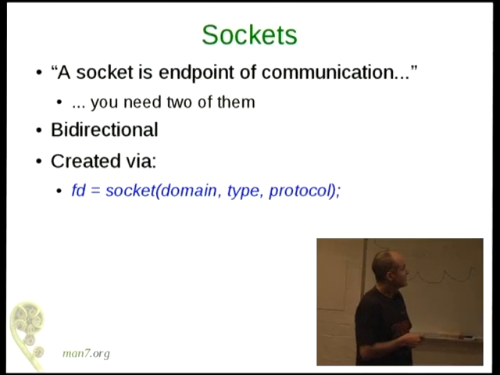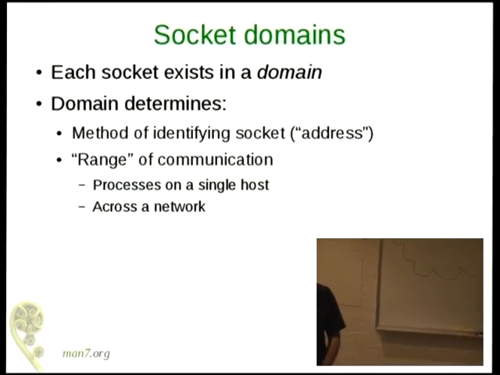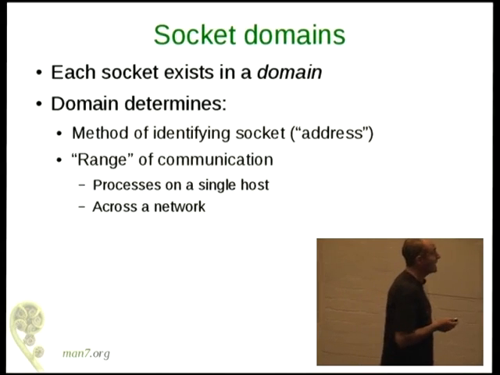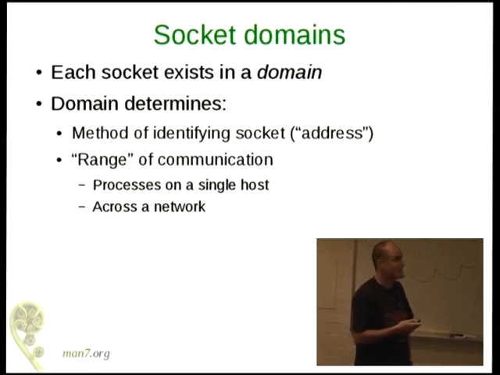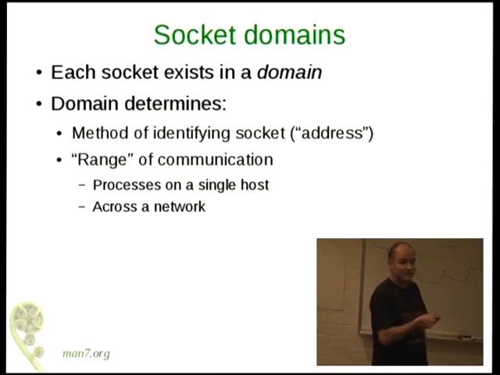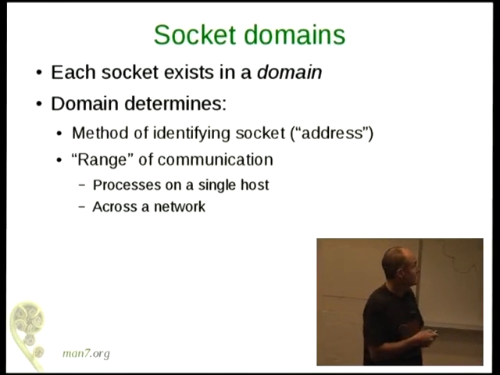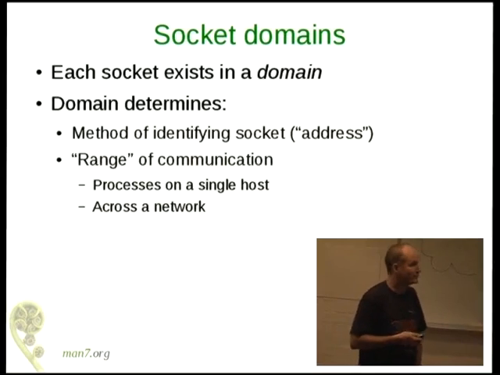So I said sockets have a domain and a type. Well, a domain specifies essentially the range of communication for that socket. Is it communication on a single host, or is it communication across a network? That's the thing that's specified by a domain. And coupled with that then is the method of how you're going to identify this socket. Either you're going to have a method that identifies the socket on a single host, or it identifies the socket in the context of a network.